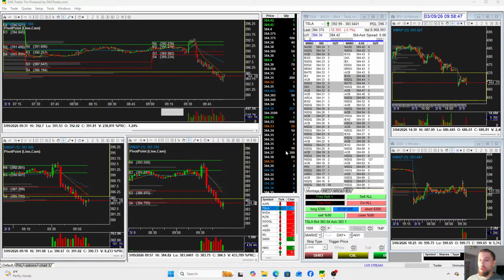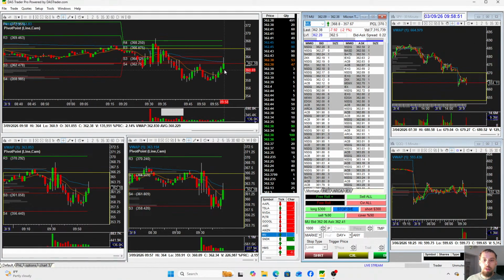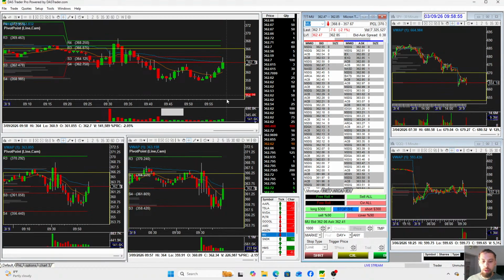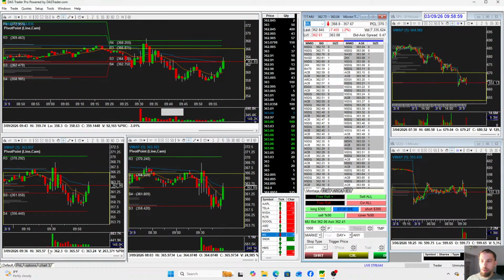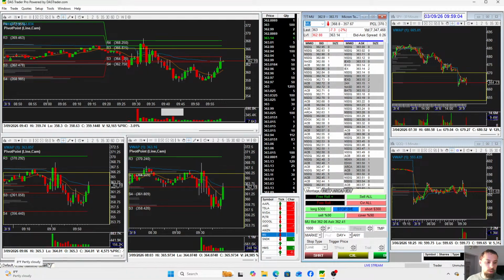MU is moving back up. Let's see. Oh, but look at that. Pretty decent 1 minute candle wick right there. Right off of VWAP. MU's getting interesting here. Starting to move back up, guys.